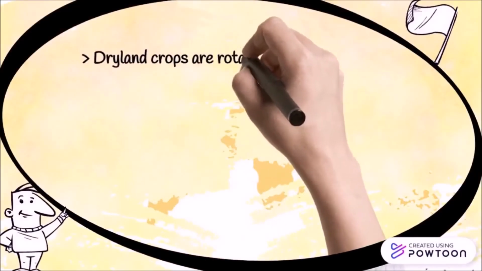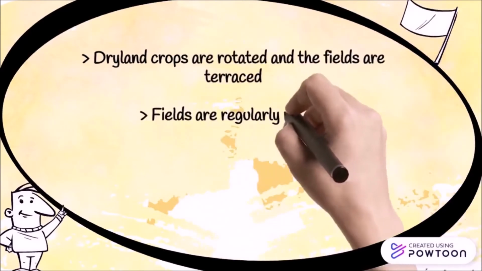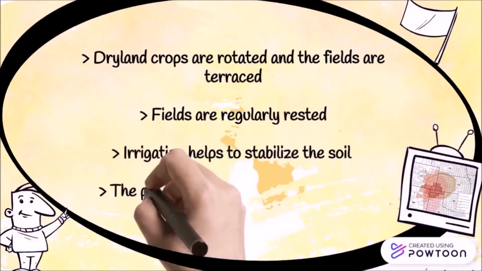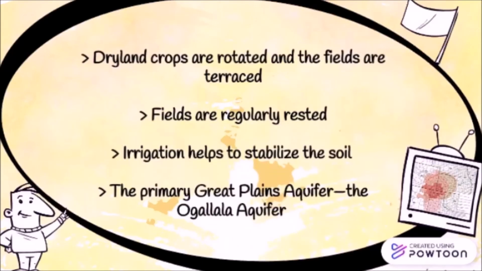Today, dryland crops are rotated and the fields are terraced so that the furrows do not run downhill. Fields are regularly tested to help the soil recover between crops. Irrigation helps to stabilize the soil. The primary Great Plains aquifer, the Ogallala Aquifer, is rapidly being depleted, and irrigation in other dryland farming regions is under similar pressure.